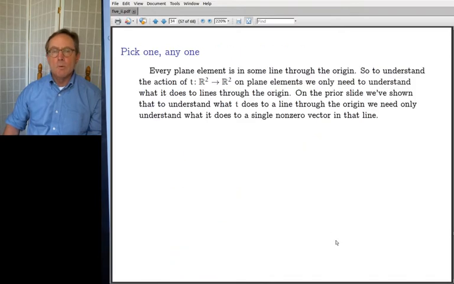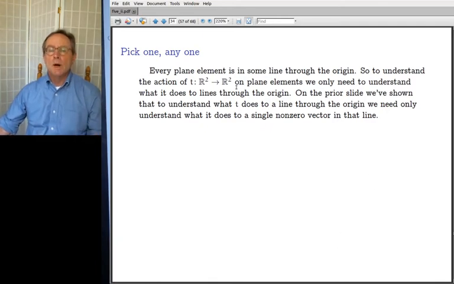Okay, so what does this have to do with eigenvalues and eigenvectors? Here we go. If we want to understand, for example, the plane, every plane element is in some line through the origin. I wrote R2 just because that seems familiar. People close their eyes and instantly think of R2. To understand the action of a transformation on R2, we only need to understand what it does to lines through the origin, because every point is on some line through the origin. So if I understood what it did to every line through the origin, I'd be done.